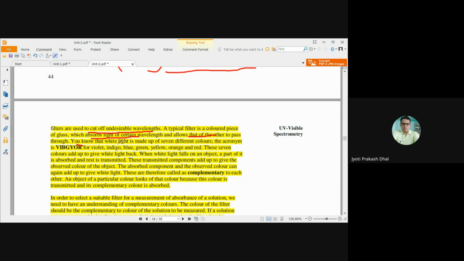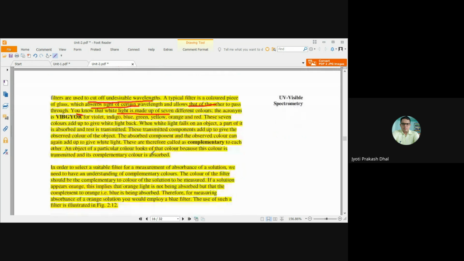You know that white light is made up of seven different colors, called VIBGYOR. If we take light that contains all wavelengths, it will become white, and it contains seven basic colors: violet, indigo, blue, green, yellow, orange, and red. So these seven colors add up to give white light back. When white light falls on an object, a part of it is absorbed and the rest is transmitted. These transmitted components add up to give the observed color of the object.